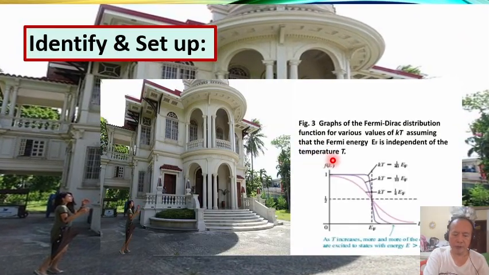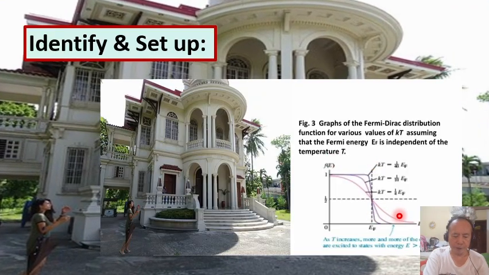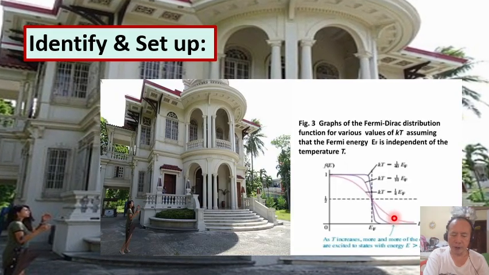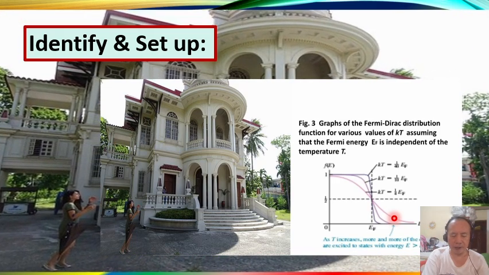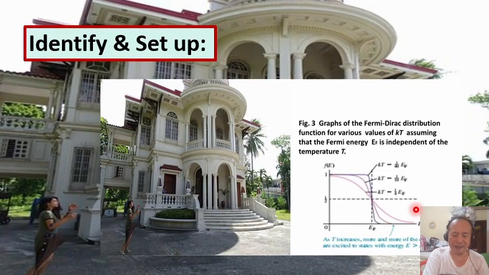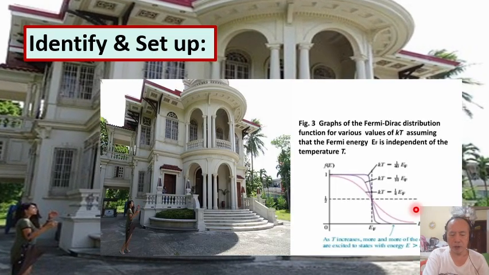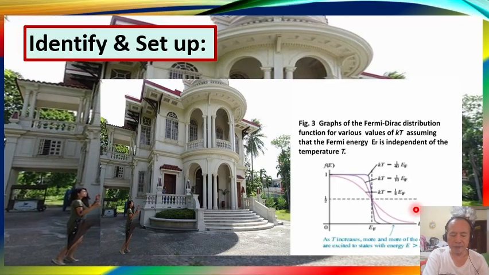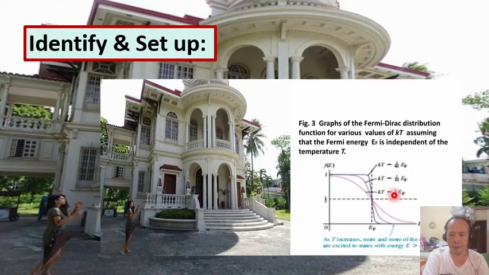Figure 3 shows the graphs of the Fermi-Dirac distribution function for various values of small k times capital T, or the Boltzmann constant times the absolute temperature capital T. Notice that as temperature capital T increases, more and more of the electrons are excited to states with energy capital E greater than capital E sub F, right?